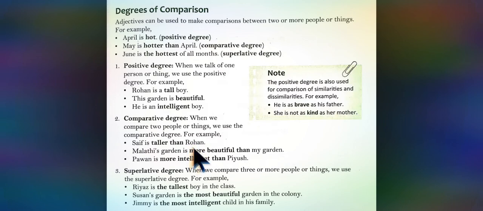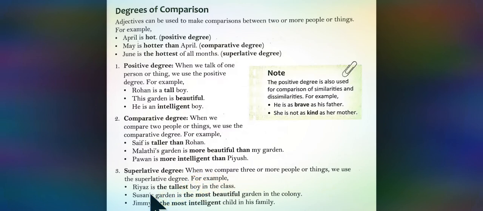Okay? And the last one is superlative degree. So when we compare three or more people or things, we use the superlative degree. So just quickly revising, students, when we talk about only one person, we use positive degree. When we compare two people or things, we use comparative degree. And when we compare three or more people or things, we use superlative degree.